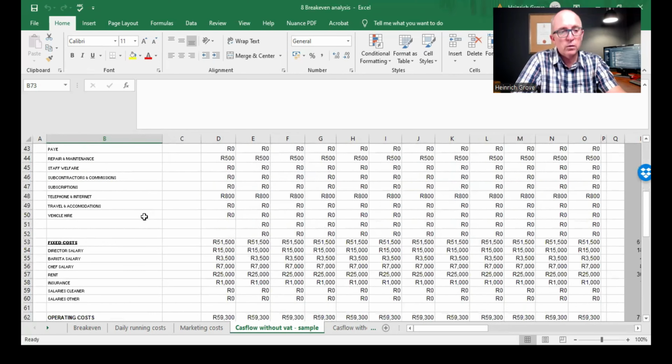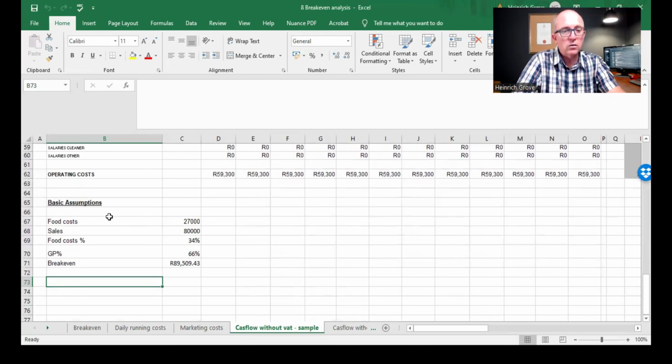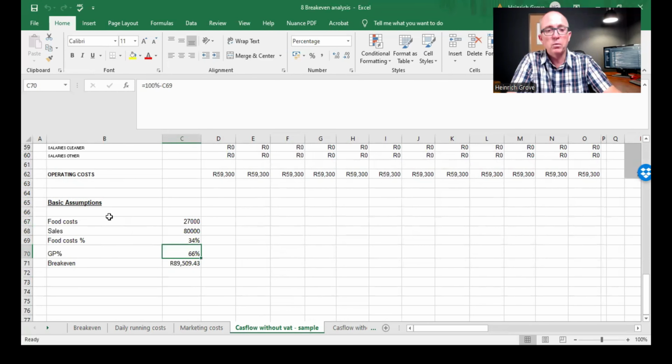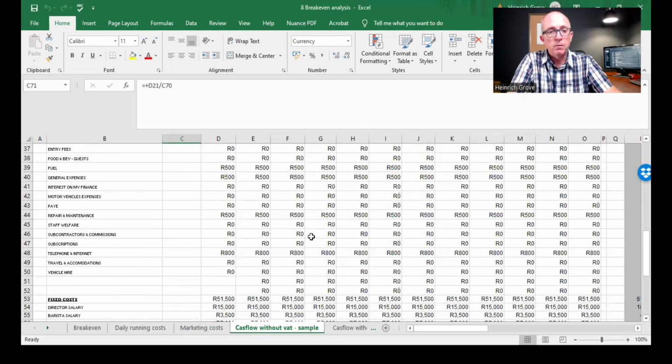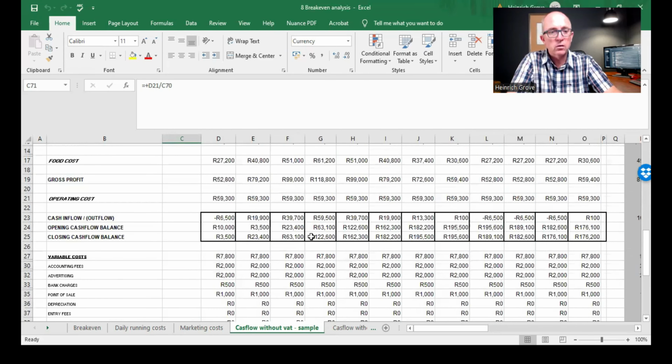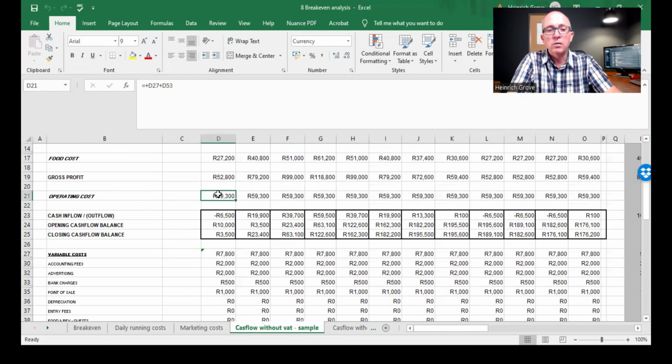And you'll see that at the bottom of the spreadsheet, we did some basic calculation to say that if your sales is 80,000 Rand, they estimate their food cost to be 27,000 Rand. Normally, most restaurants, you can probably work with a food cost of about 30 to 35%. So we worked with 34%, which means that their GP was 66%. So then their break even would be about 89,000, about 90,000 per month that they would have to sell, because you'll see that their fixed cost was about 60,000 Rand.